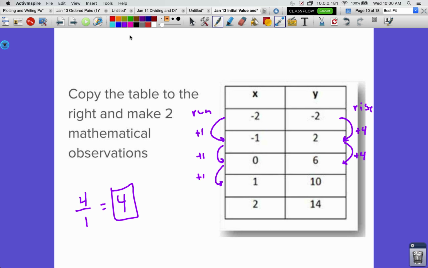All right, another observation is that we have a 6 across from 0. This is going to be the next thing we focus on, which is starting value. Starting value is going to be the number across from 0. All right, so we'll label that as m. This we can start labeling as b.